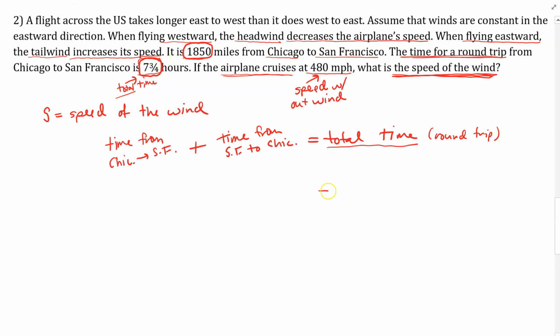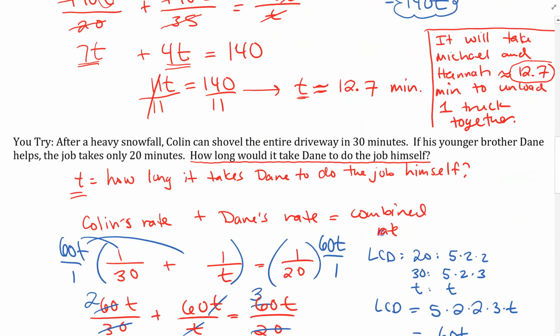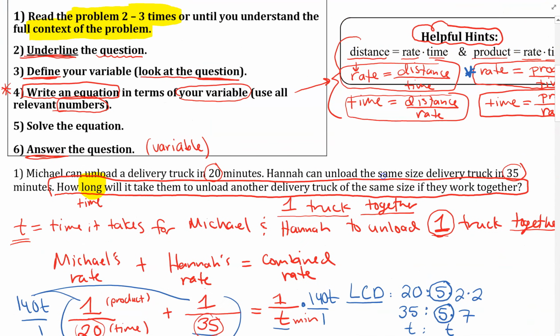So I know that whatever I get in my equation is equal to 7 3/4 hours because this information was given. I just need to get an expression for the time from Chicago to SF and then the time from SF to Chicago. So I'm going to use this fact from earlier that distance is equal to rate times time. So if I want to get time alone, which I do, I just need to divide both sides by rate.